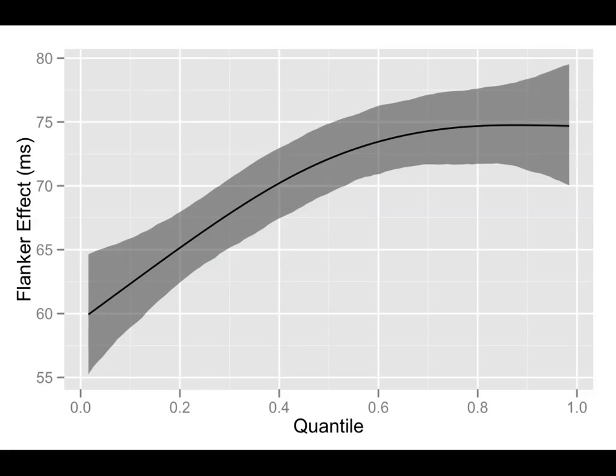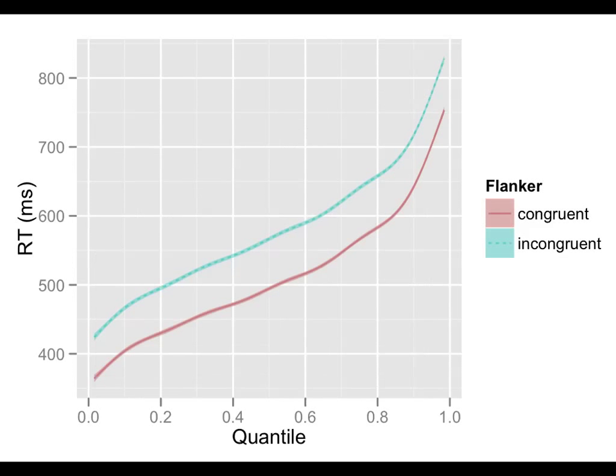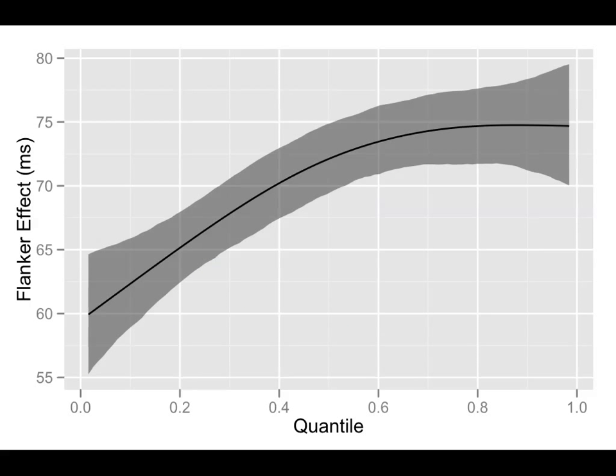And to actually show that effect of flanker on the quantile function, I can collapse that previous plot of two different functions to a difference score between these two functions. And what you can see here is this function such that at early RTs, there's a difference between those reaction time distributions of about 60 milliseconds. And as you get to later RTs, you get an even larger effect. So the flanker effect is larger at slower RTs, which is theoretically pertinent.